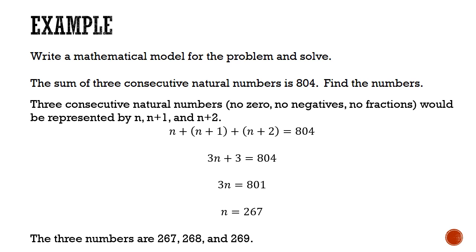So we're going to add n plus n plus 1 plus n plus 2 for a total of 804. That was the hard part. Now combine like terms and divide. We get that n is 267. Our other two numbers are 268 and 269.